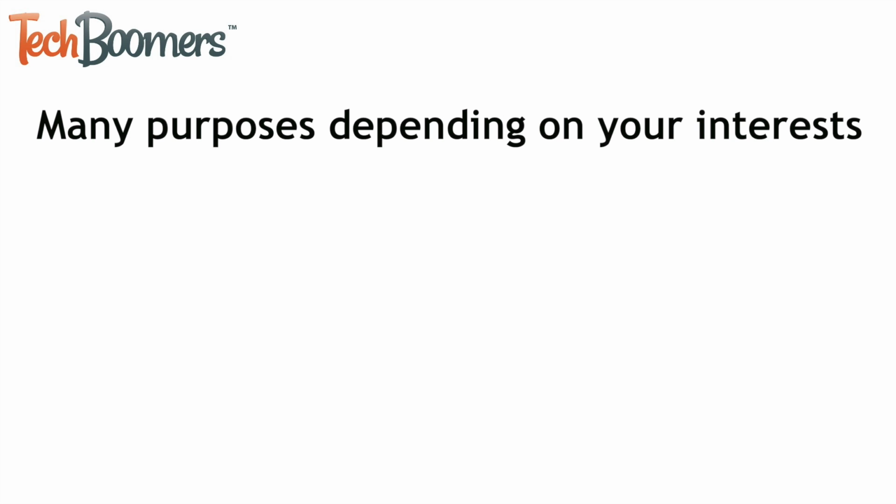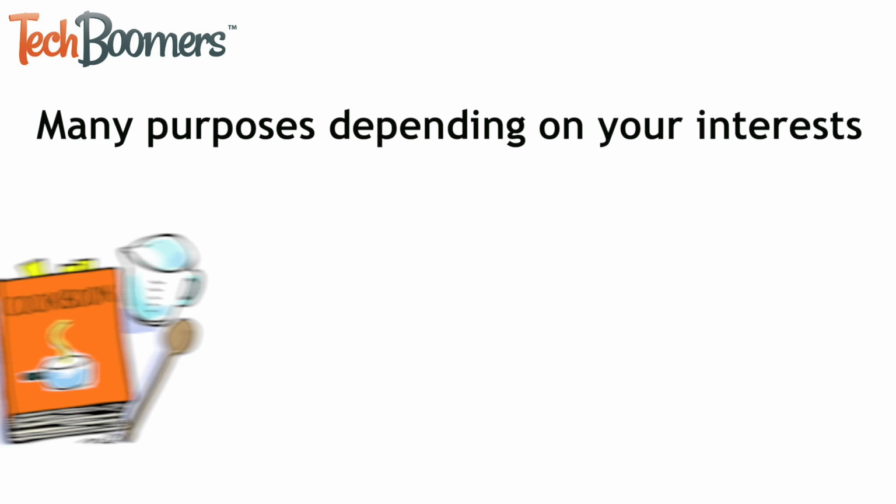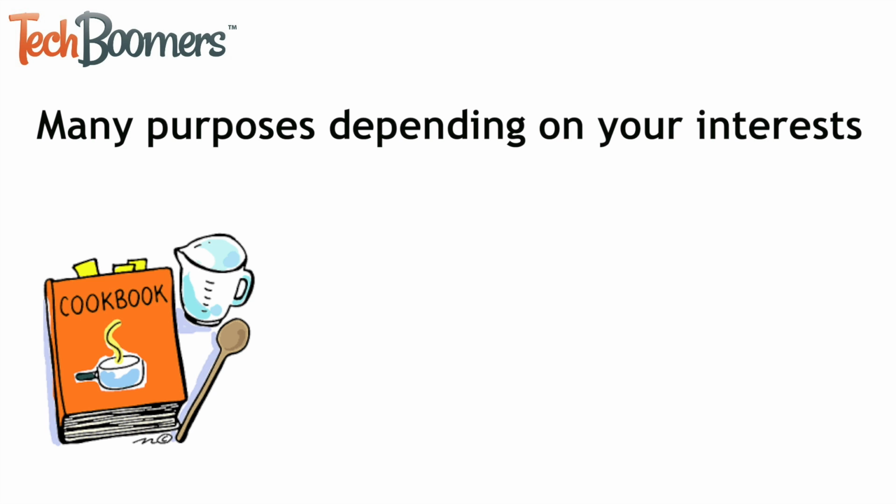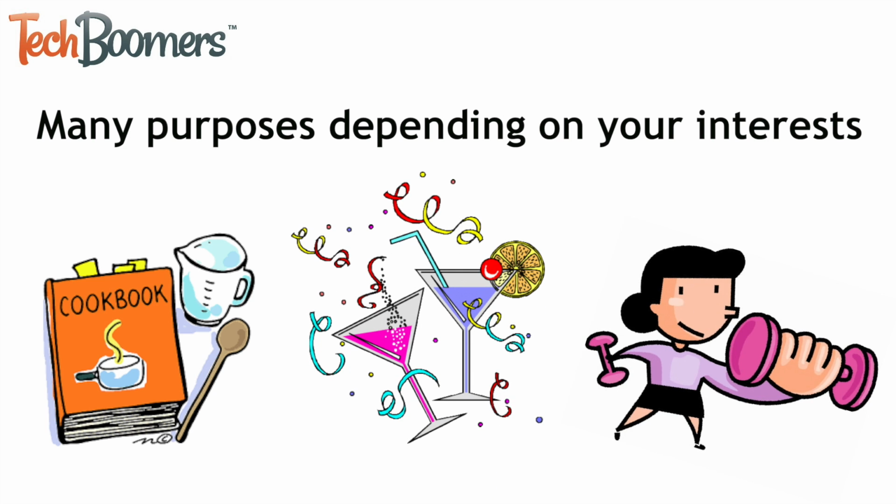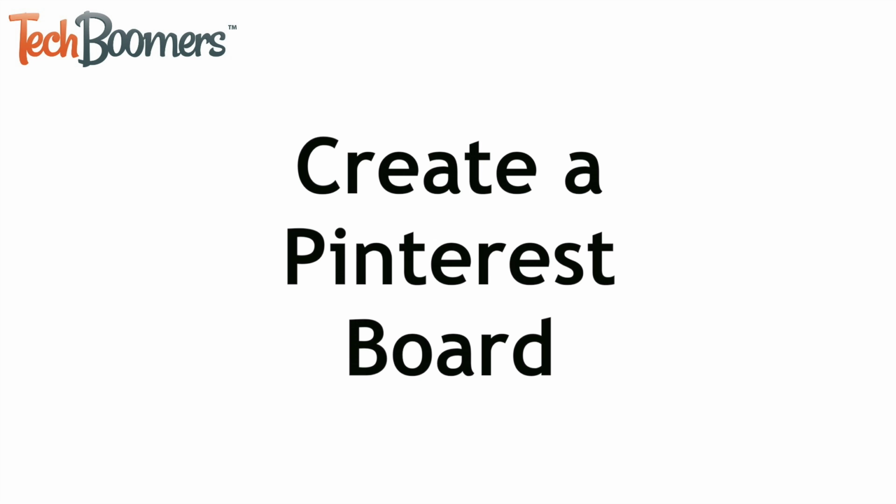Pinterest can be used for many different purposes, depending on the topics or themes you're interested in. For example, you could create your own online cookbook, plan a party, or organize your workout regimen. To get started, you'll want to create a Pinterest board.